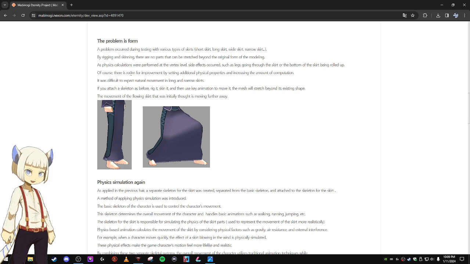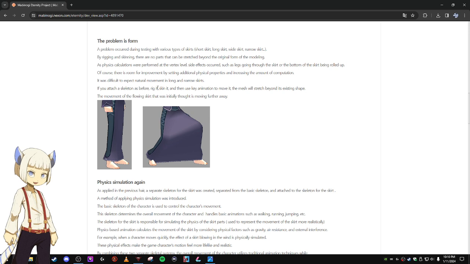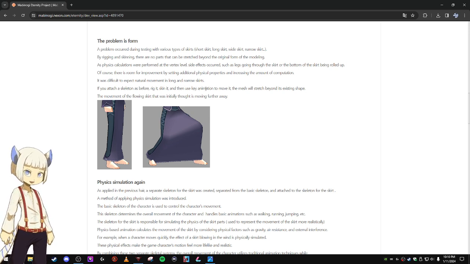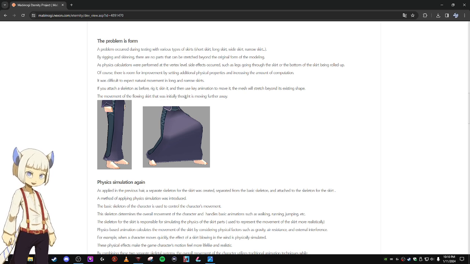Of course, there is room for improvement by setting additional physical properties and increasing the amount of computation. It was difficult to expect natural movement in long and narrow skirts. If you attach a skeleton as before, rig it, skin it, and then use the key animation to move it, the mesh will stretch beyond its existing shape. The movement of the flowing skirt that was initially thought is moving further away.